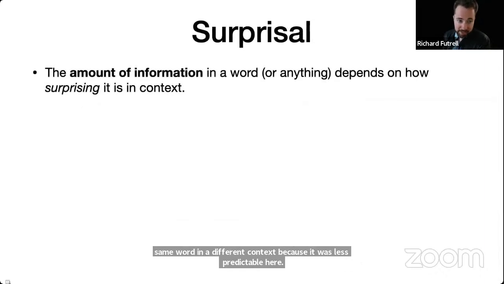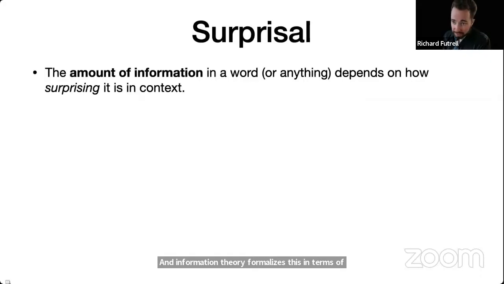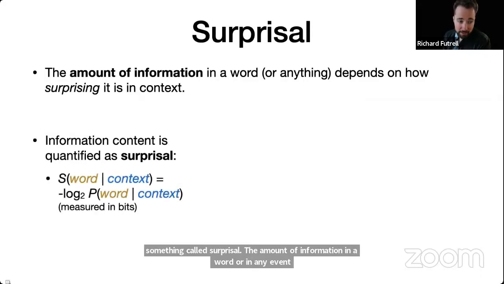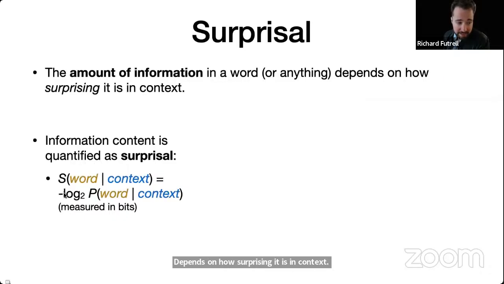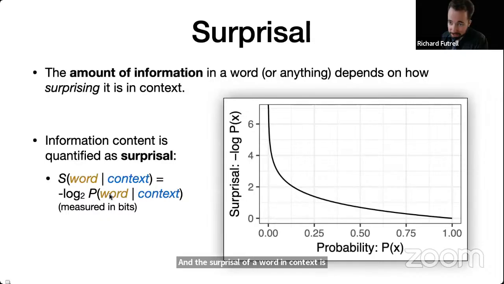And information theory formalizes this in terms of something called surprisal. The amount of information in a word, or in any event, depends on how surprising it is in context. The surprisal of a word in context is just the negative log probability of a word in context. It's a function that looks like this. A really high probability word conveys zero information, 0 bits of information. As the probability goes down, a lower probability word is conveying more and more information. A probability 0 word, if it really happened, would convey infinite information, and so you try not to assign probabilities of literally 0. So this is the fundamental intuition and mathematical basis for information theory.